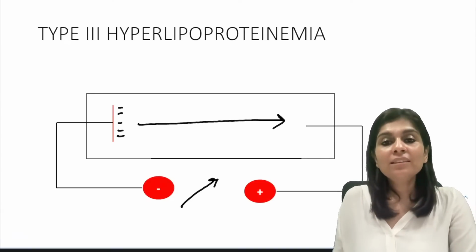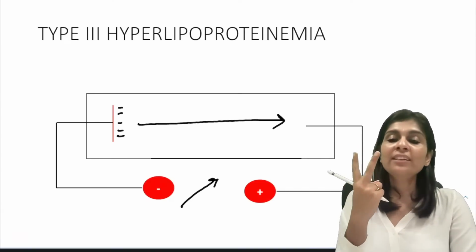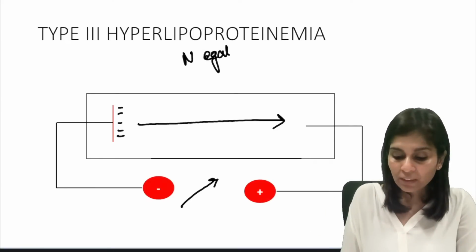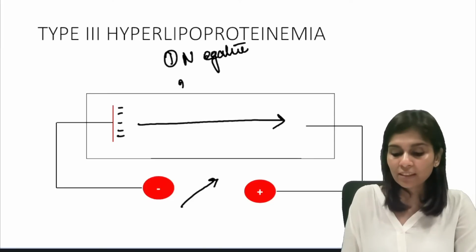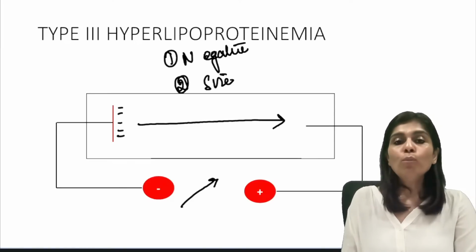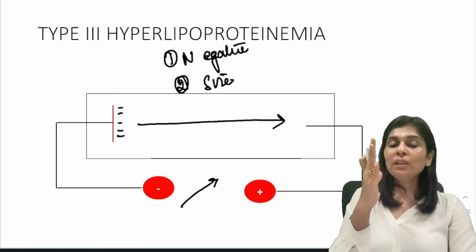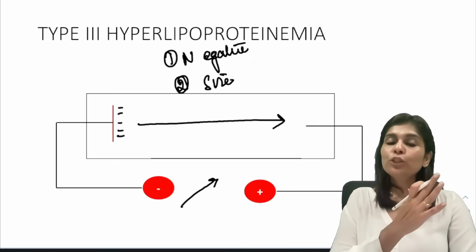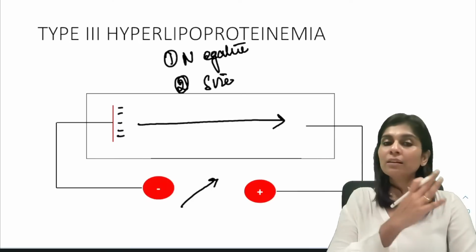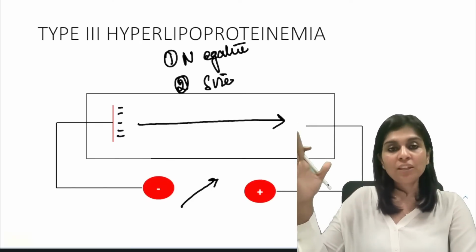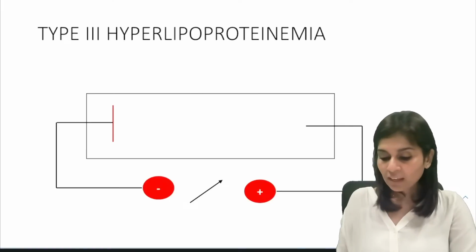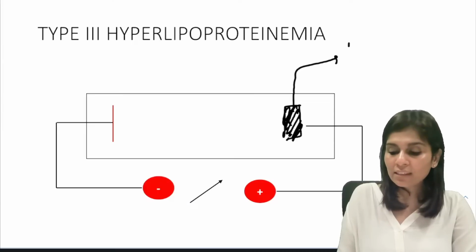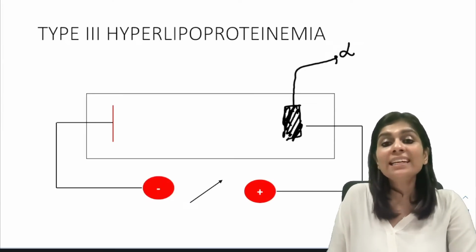The migration here is affected by two factors, and just these two determine the mobility. The first factor is the number of negative charges. The second factor is the size. The more negative charges, the more rapidly the lipoprotein moves towards the oppositely charged electrode. The lipoprotein which moves the fastest and is present farthest from the point of application is called the alpha band, and this alpha band has HDL.